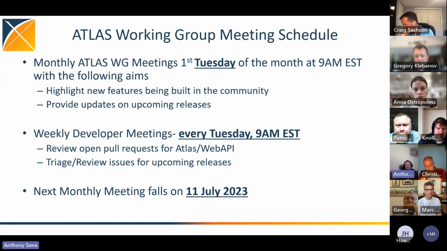We also have weekly meetings every Tuesday that are not the first Tuesday of the month, where we do much deeper dives into the technical components that are going into new features. We will review and triage issues. We will also have discussions around design. So this gets very much into the weeds of the technology, and if you're not comfortable with those level of discussions, this may not be the right fit for you. And just for awareness, our next monthly meeting is going to fall on the 11th of July.